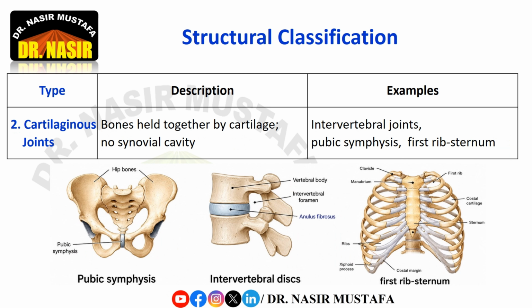Cartilaginous joints are joints where bones are connected by cartilage and do not have a synovial cavity. These joints allow slight movement, providing both stability and flexibility. Examples include intervertebral joints, the pubic symphysis, and the connection of the first rib to the sternum.